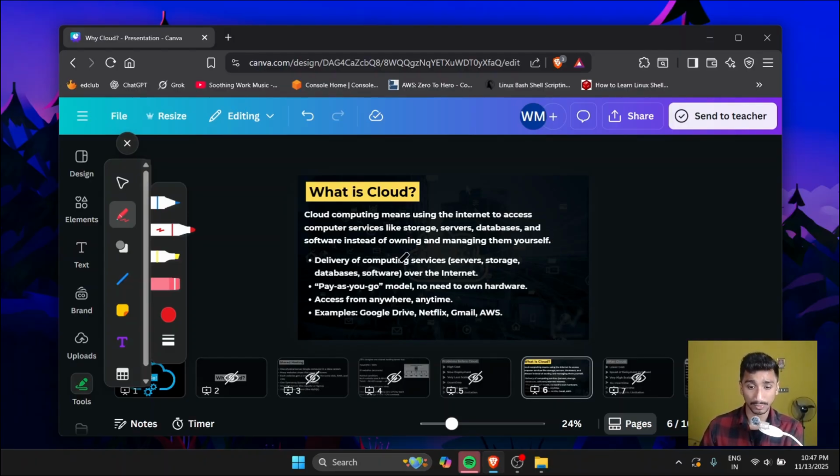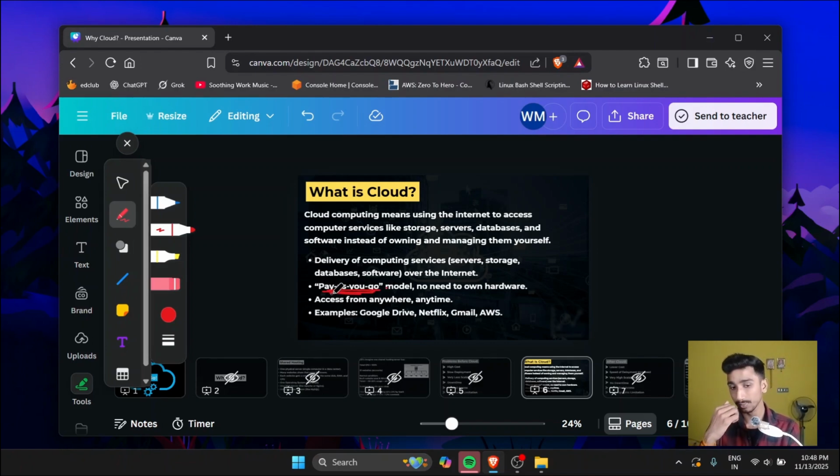Delivery of computing services, servers, storage, database, software over the internet. You can use all of these: server, storage, database, software over the internet from your phone, from your computer, from your home. Pay as you go model, which massively impacted businesses.